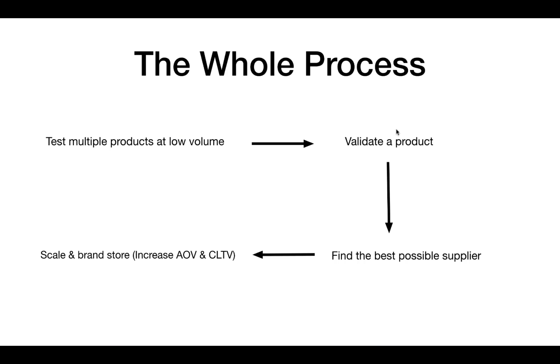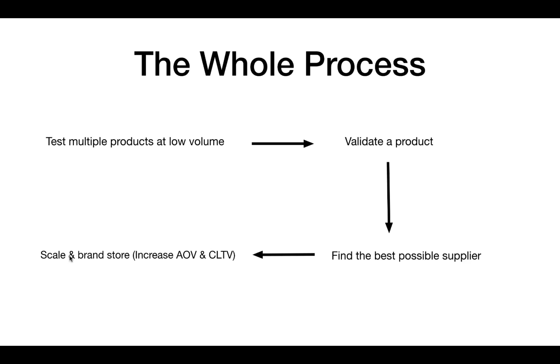So then once you've validated your product, you've got sales, you've got profitable ad sets and so forth, and you know you're getting consistent sales, then you can go out there and find your best possible supplier and essentially ship the product to a localized fulfillment center, so you can get the shipping time as low as possible. And then once you've achieved all this, then you want to go and scale and brand your store like the store I've just talked about, the pet related store, so you can increase your average order value and your customer lifetime value and really blow up your store.